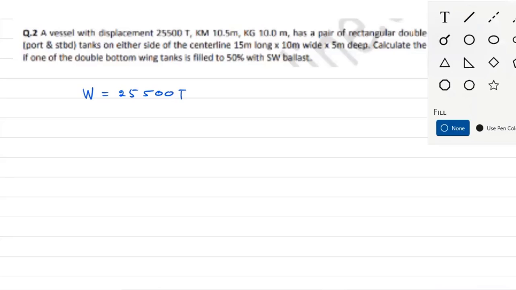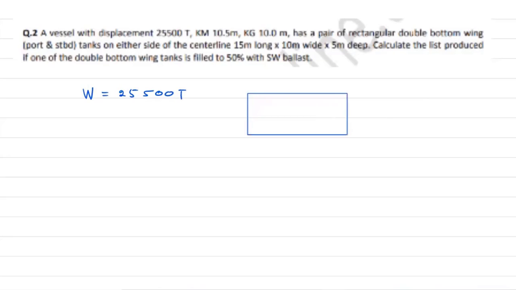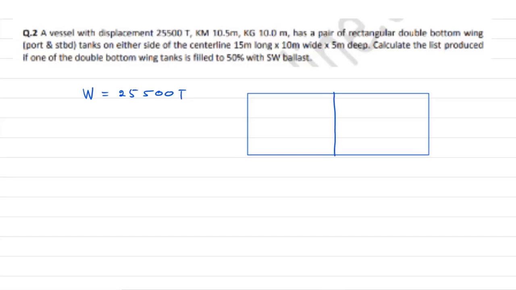Well, this type of question is going to test your competency. So it is having double bottom tank, rectangular double bottom tank on either side of the center line. Okay, fair enough. So there are two tanks, 15 meter long, 10 meter wide, and 5 meter deep. Similarly, this is 15 meter, 5 meter.